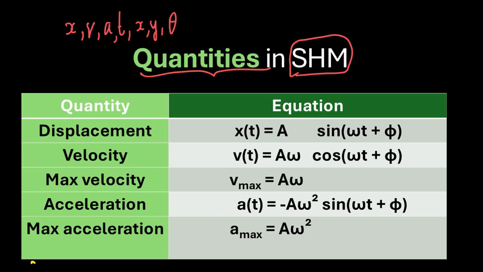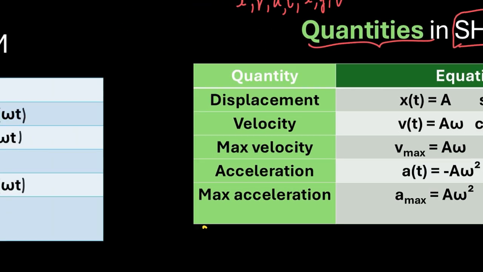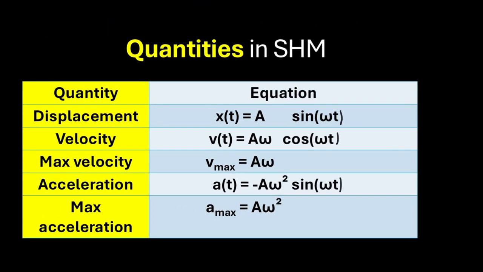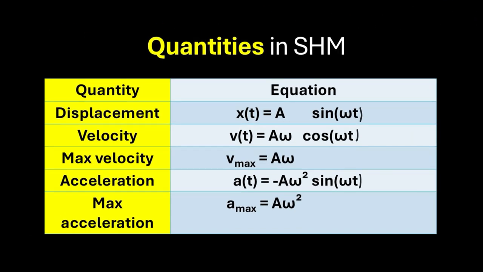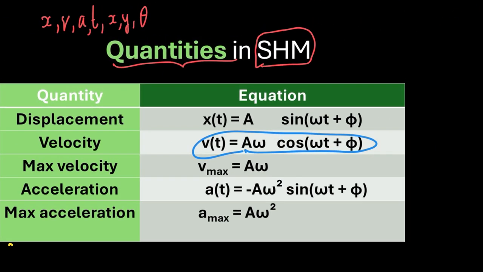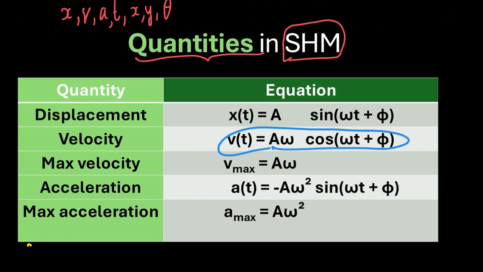Displacement is given by x of t is equal to A sine omega t plus phi, or as x of t is equal to A sine omega t. Velocity as A omega cos omega t plus phi, or as A omega cos omega t. Likewise with maximum velocity, acceleration, and maximum acceleration.